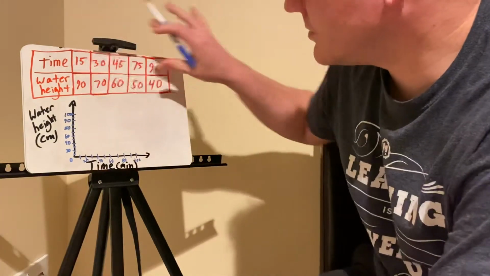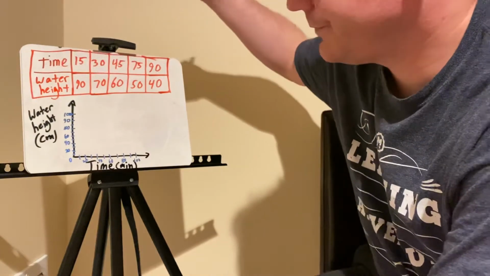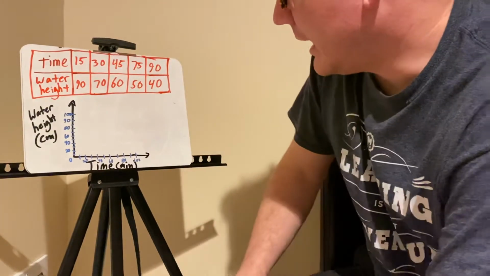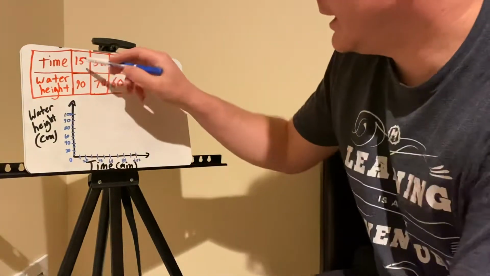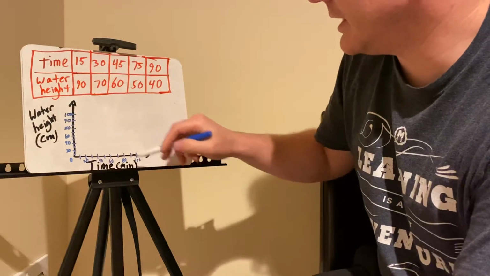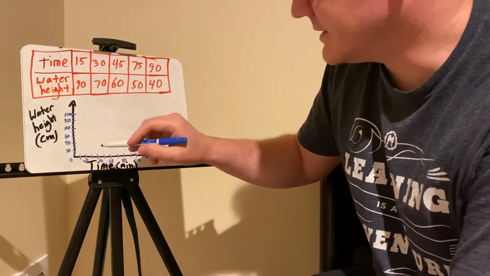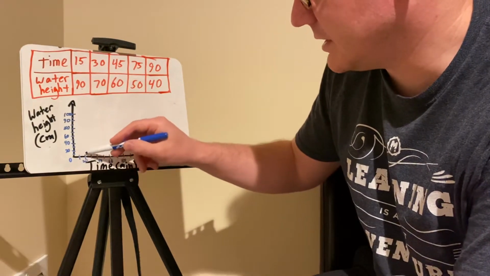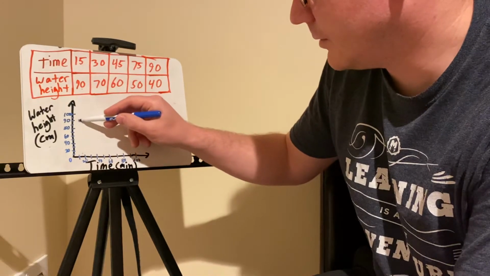For example, here's some data of time gone by and the height of water. You could be recording the height of water in a glass or a pool or a cup or a bowl, over time in minutes. We're looking at time in minutes, height of water in centimeters. At 15 minutes, it is 90. So I go to time, here's 10, here's 20. It's hard to see, but if I go about 15, I go up to 90. So I can put a point there.